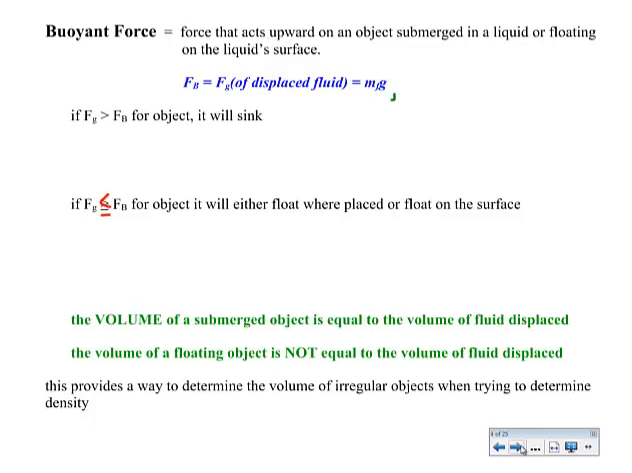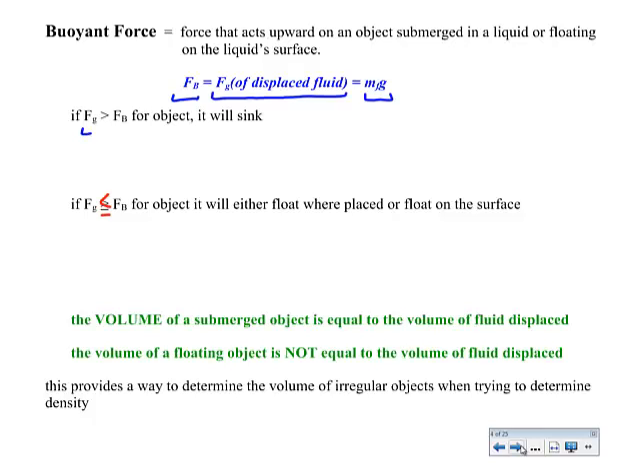Moving right along, let's talk about buoyant force. Buoyant force is the force that acts upward on an object submerged in a liquid or floating on the liquid surface. The buoyant force is listed as FB, and the buoyant force will equal the weight of displaced fluid, or the mass of that fluid times 9.81.